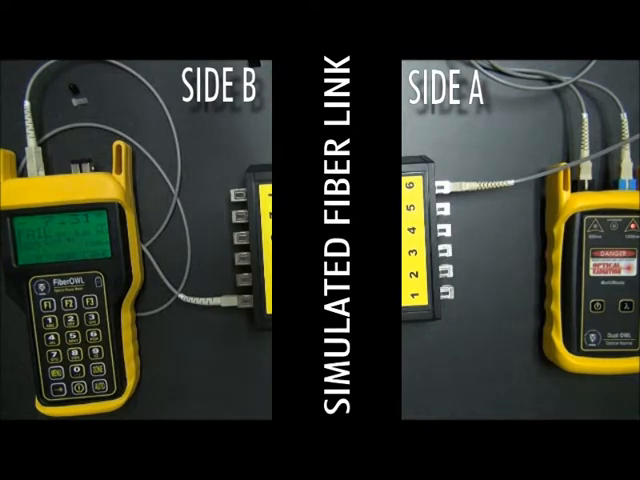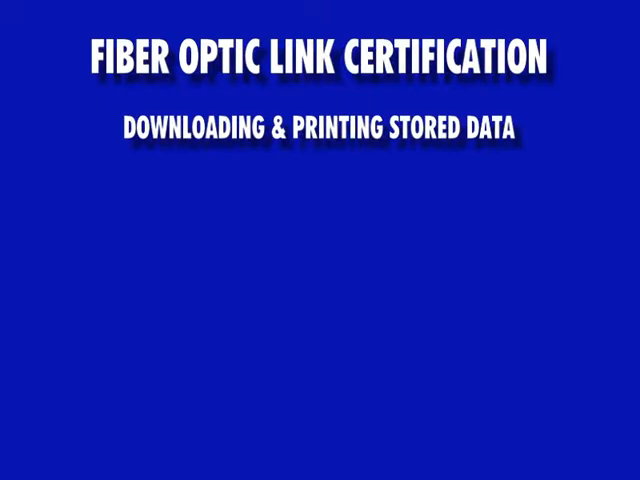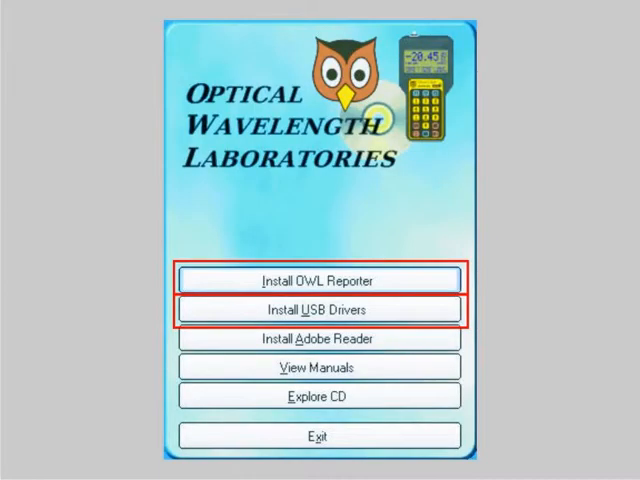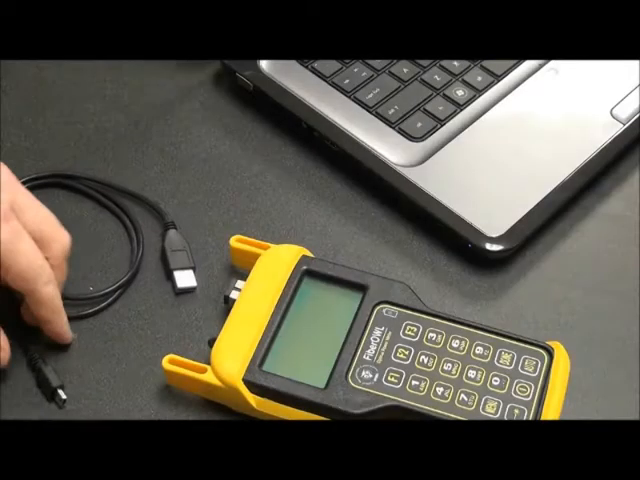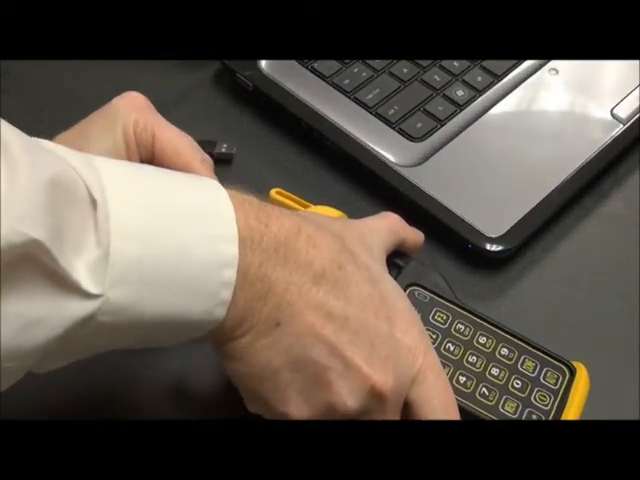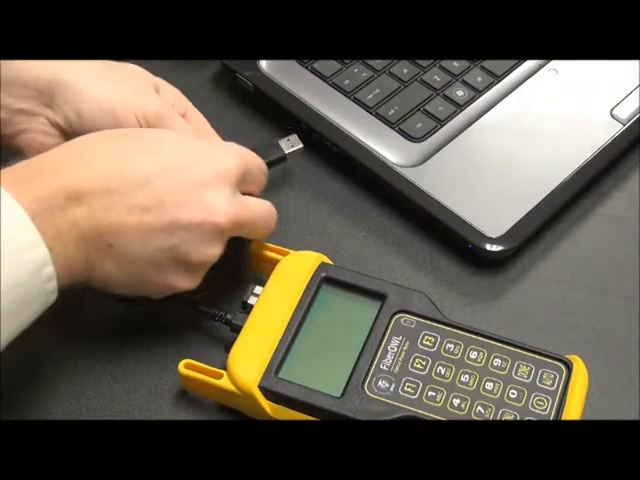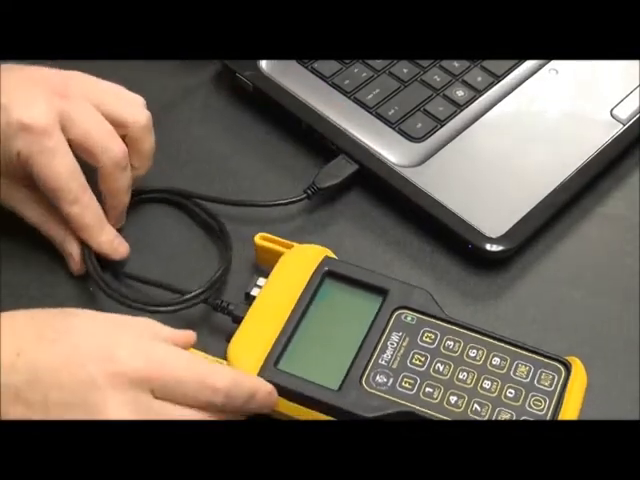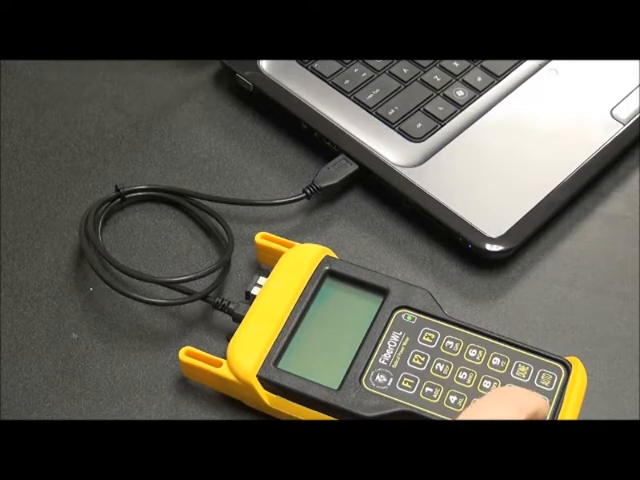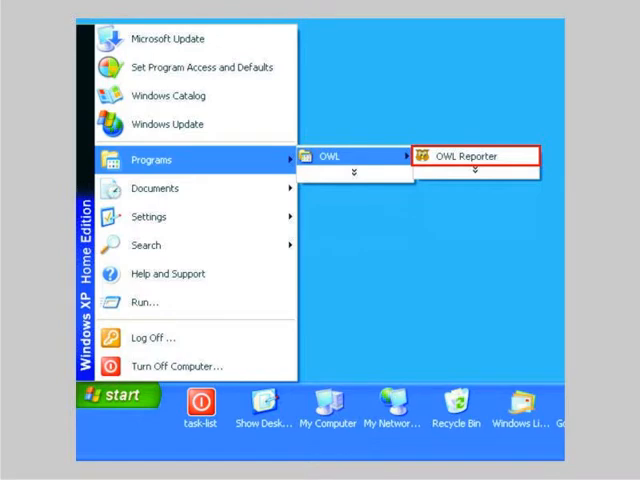Now we take our readings and download them to a PC for a report. Once data has been stored in the optical power meter, test results can be downloaded to a PC to produce a certification test report. First, install the USB driver and OWL Reporter software from the supplied CD or a USB flash drive. Connect the power meter to the PC using the supplied USB cable, and then power on the power meter. Then start the OWL Reporter program. The program shortcut can be found in the Start menu.